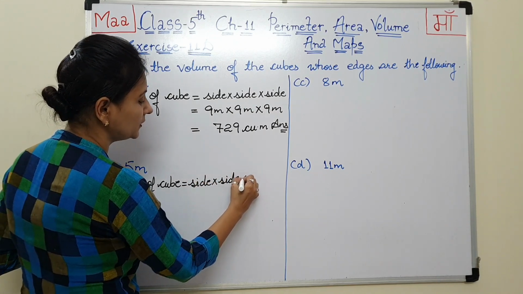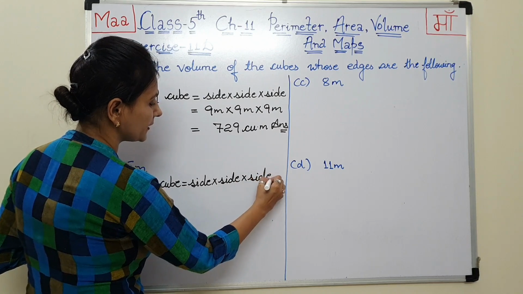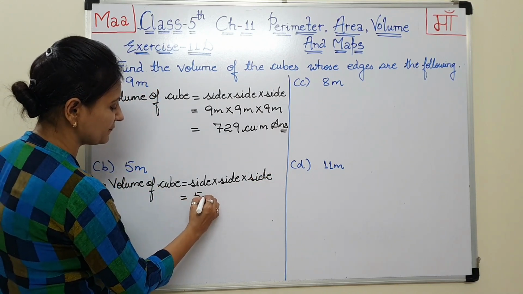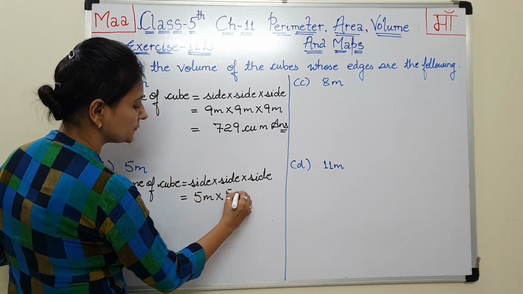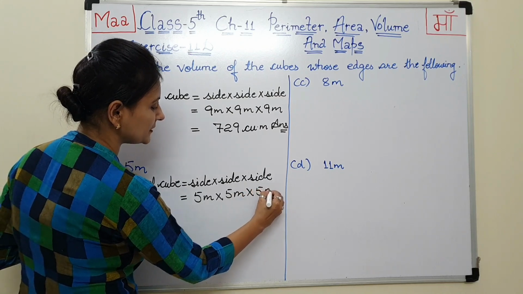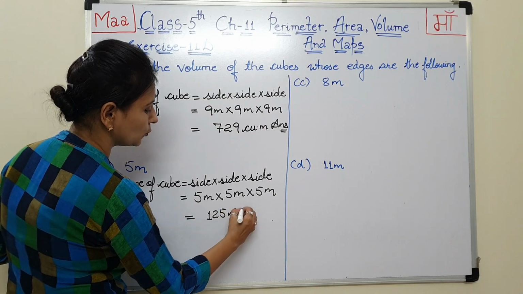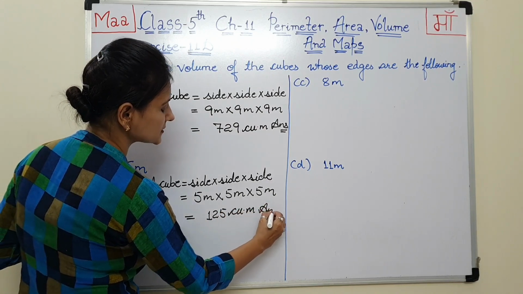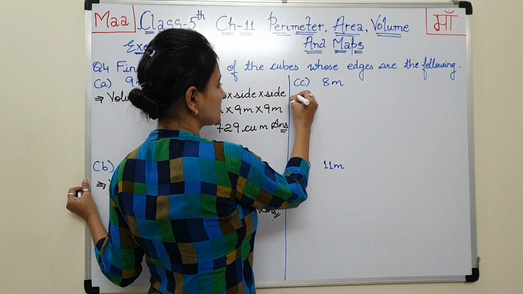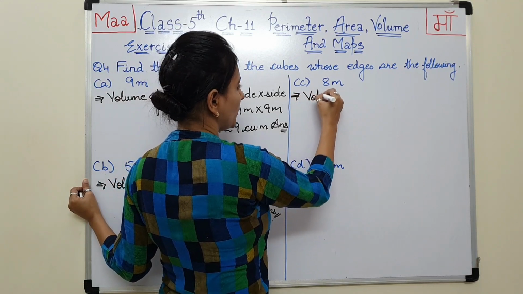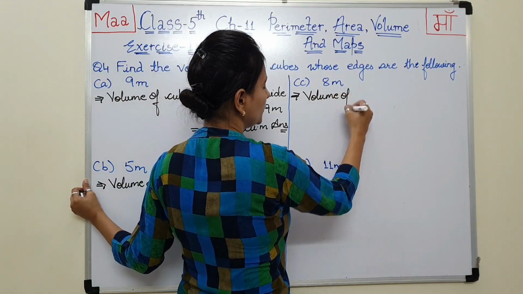And then put the value which is given, and in B part it is given as 5 meter. So 5 meter into 5 meter into 5 meter. So it will be 125 cubic meter answer.